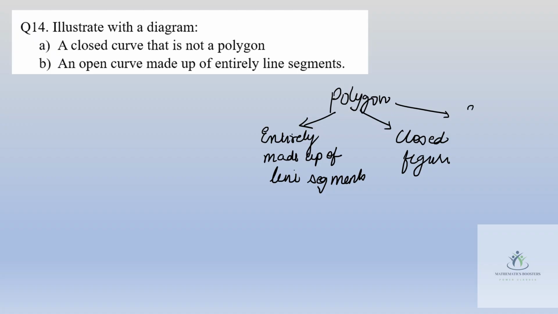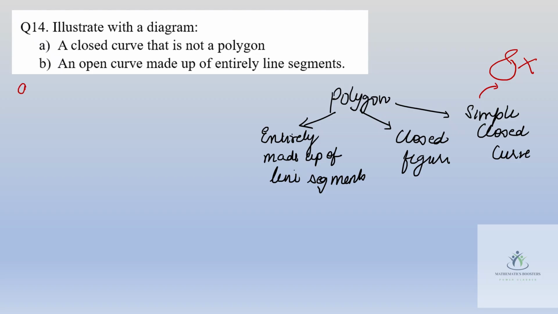Third is simple closed curve. Now what is simple? Simple means there should not be any crossing. For example, this. So this is not a simple closed curve. Where the lines are intersecting each other, that is not a simple closed curve.